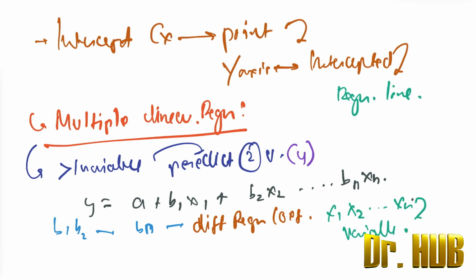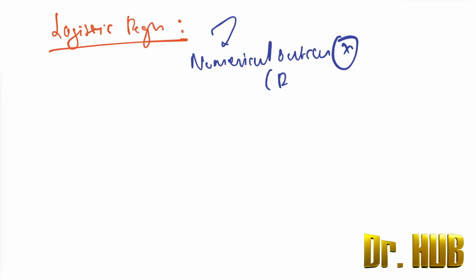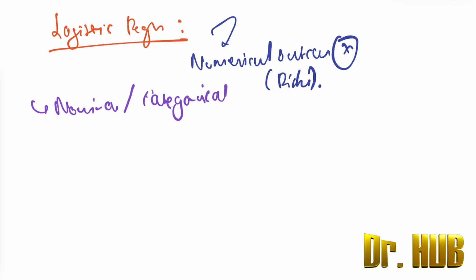Lastly, we are going to look at the logistic regression. In logistic regression, in some situations we are not interested in the numerical outcome. In many situations it is not that important, like risks, but there is a preference for getting a nominal or categorical one.